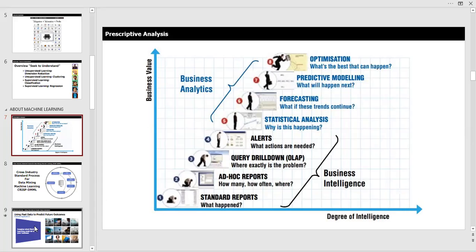The top, I guess, 3 tiers, forecasting, predictive modeling, and optimization, and in particular the top 2, is really where a lot of machine learning is occurring today. I mean, we're doing it at every level, don't misunderstand what I'm saying, but what's driving it is the idea of predictive modeling, what will happen next, and optimization, what's the best thing that can happen.